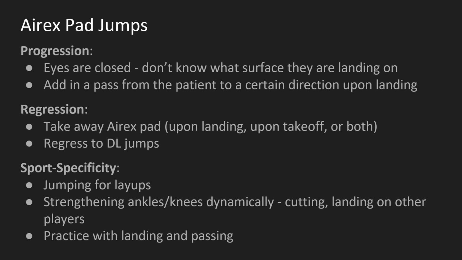And this is very sport specific due to the jumping for layups. It kind of mimics that pattern, especially moving on from what we did in our phase 3 exercises. And it strengthens the knee and the ankle in a dynamic way. So cutting, landing on other players, things like that, and then practice with landing and passing.